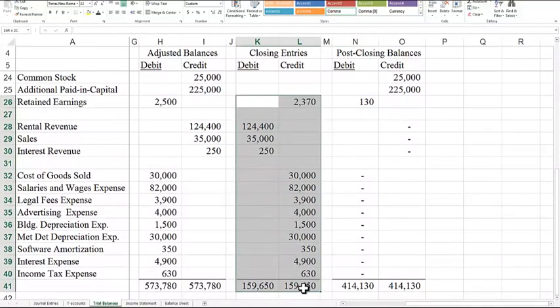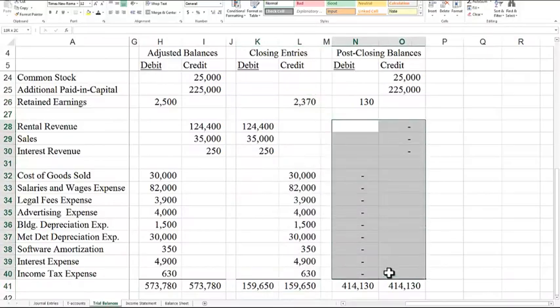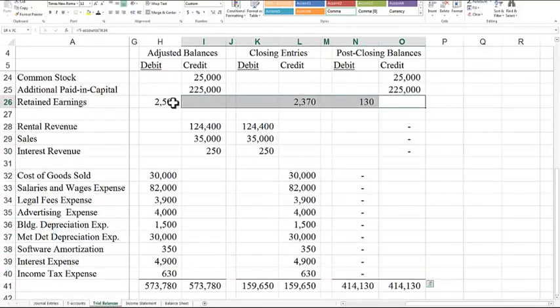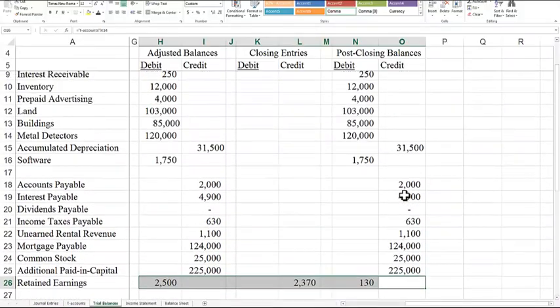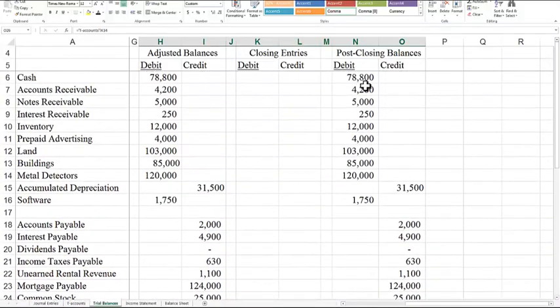And then the closing entries also operated on revenues and expenses. And if you look at the post-closing trial balance, you see that now all the revenue and expense accounts are at zero. And retained earnings was the only balance that was affected by this process. Now we're going to take all the balances of the permanent accounts and put together a balance sheet.